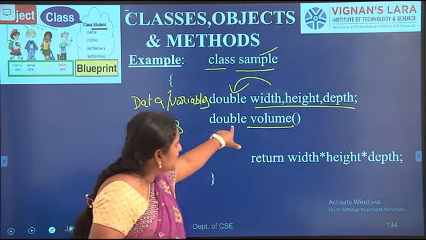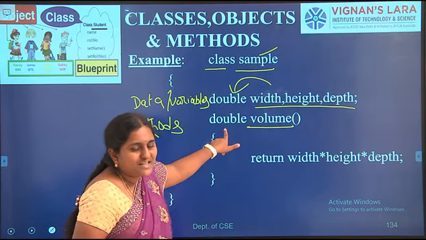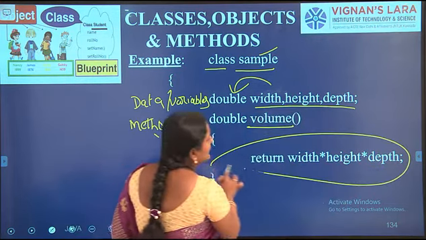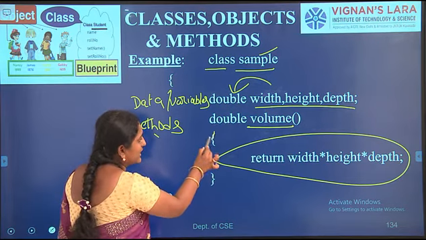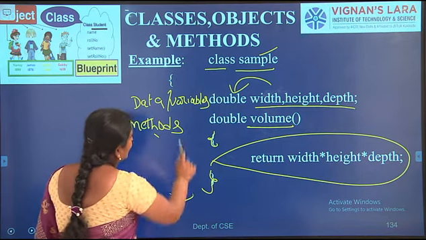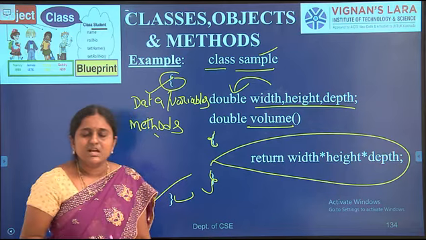Here the method name is volume. It returns the double data type. Next one is the body of the method: return height into width into depth. Here we open the method body, and we close the method body. Next we close the class definition. This is all about the class.